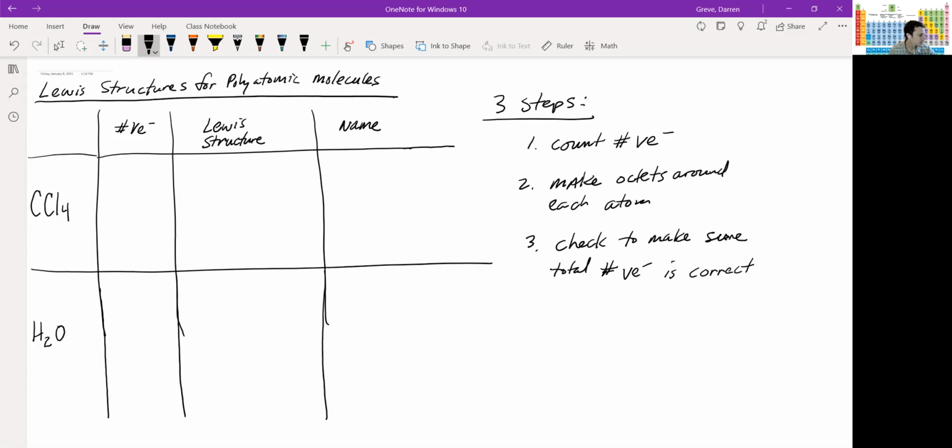Hello there, this is Mr. Greve, and this is a short 3-minute video on how to draw Lewis structures for polyatomic molecules. I'm going to go through two quick examples as shown on the screen here. The first is CCl4 and the other is H2O, or water.